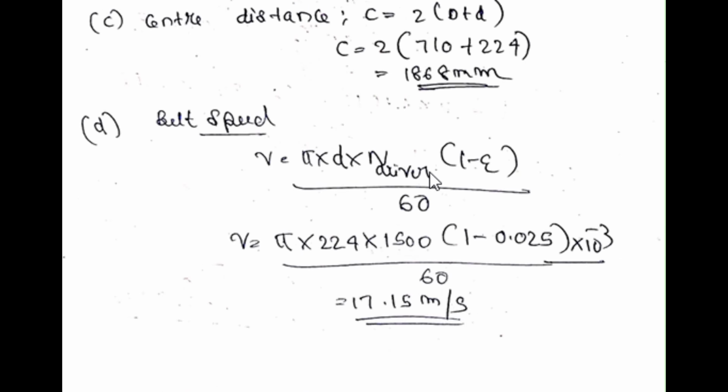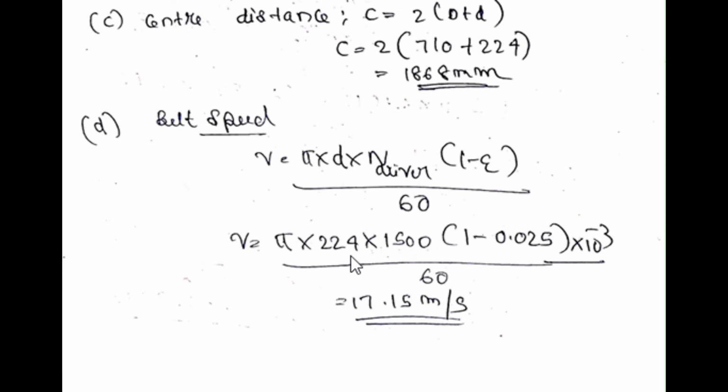Next parameter we need to find is the belt speed. This is the equation of the belt speed. Belt speed depends on the driver. You have to keep that in mind. So the equation is pi d n by 60 into (1 minus epsilon). d, diameter, and rpm are that of the driver. And epsilon, we know, is the slip.